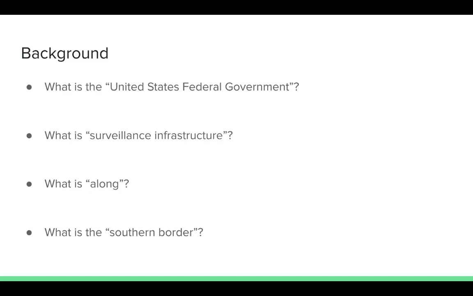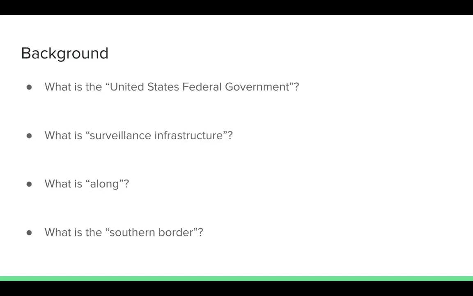Next, I just wanted to talk about the word along. I think this is something that a lot of people are going to have contentious feelings about. The basic idea of it is that it's going to be on the border, is the best way to put it. So everything that is on the border, the southern border specifically, would be along for surveillance infrastructure. I'm talking about putting towers with cameras along the border. That would be an example of what we'd be looking at.